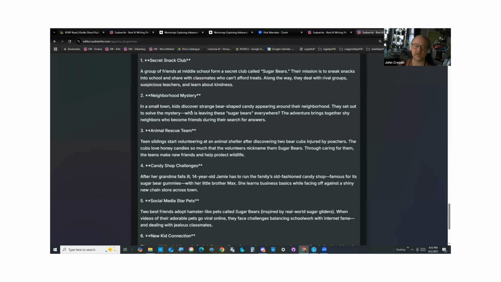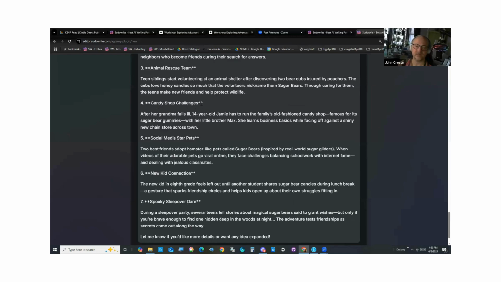Neighborhood mystery. In a small town, kids discover strange bear-shaped candy appearing around the neighborhood. They set out to solve the mystery. Who's leaving these sugar bears everywhere? The adventure brings out the other shy neighbors who become friends during their search for answers. Teen siblings start volunteering at an animal shelter, discover 2 bear cubs injured by poachers. The cubs love honey candles so much the volunteers nickname them the sugar bears. Through caring for them, the teens make new friends and help protect wildlife.